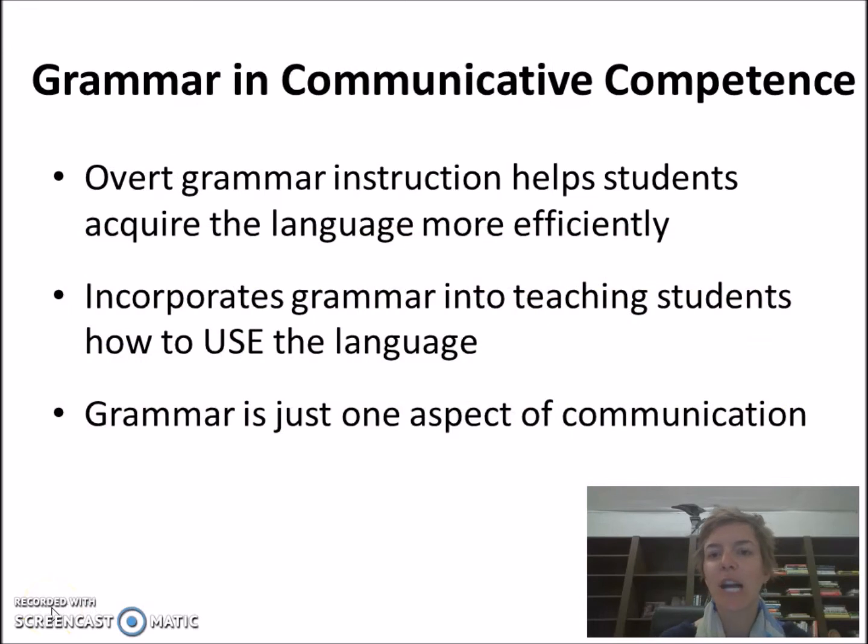Teachers who ascribe to the communicative competence approach recognize that overt grammar instruction helps students acquire the language more efficiently, but it embeds that grammar instruction in a larger communicative context, so in the context of a real communication task. Remember that grammar is just one aspect of communication, not a bunch of stressful stuff to memorize and drill. So take that pressure off of yourself and off of your students because English grammar is wacky and stressful enough as it is.